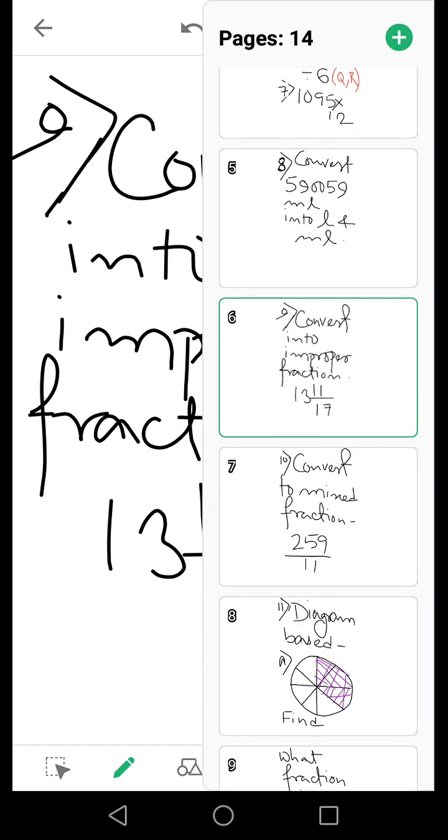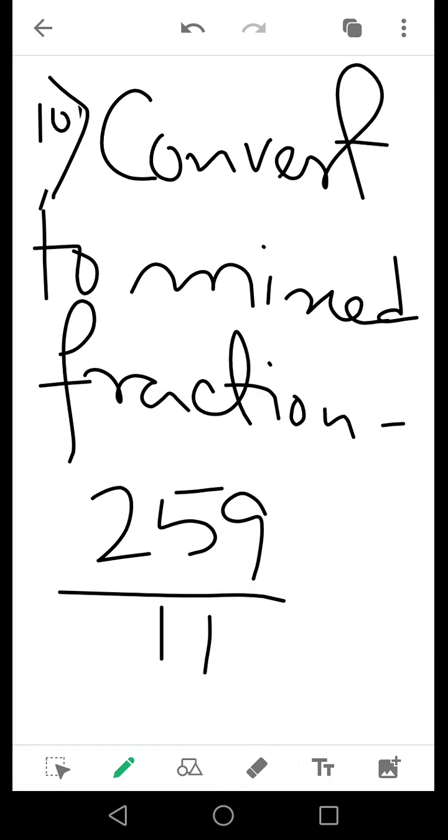Coming to 10th question. See, question number 10. You have to convert to mixed fraction. That means an improper fraction is given. You have to convert it to mixed fraction. 259 divided by 11.